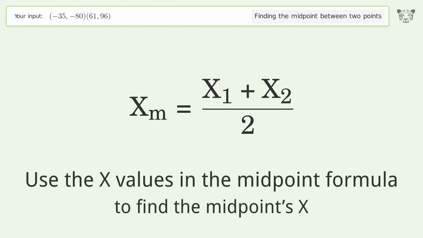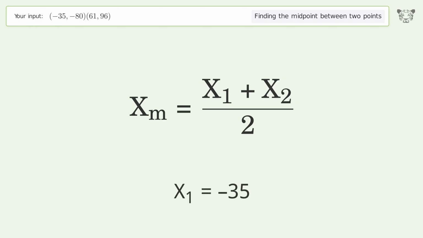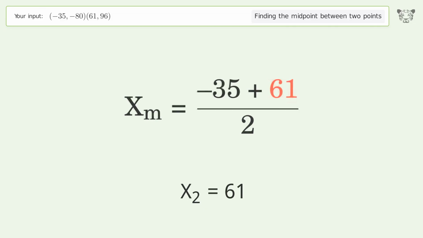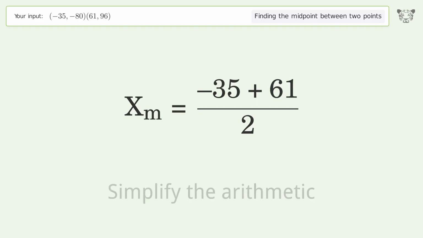Use the x values in the midpoint formula to find the midpoints x. x1 equals -35. x2 equals 61. Simplify the arithmetic.